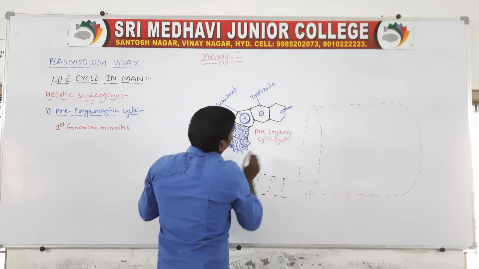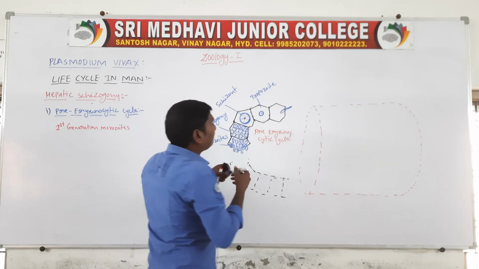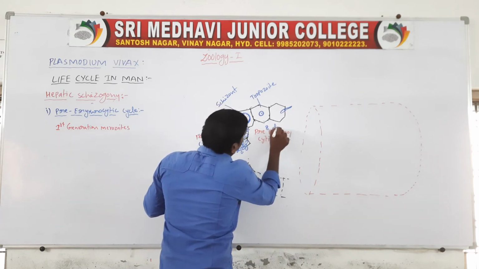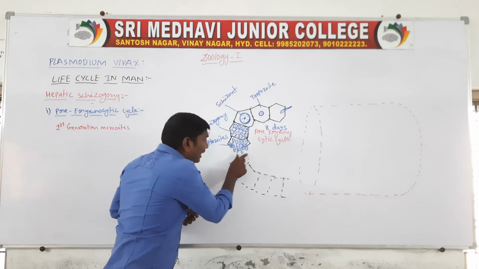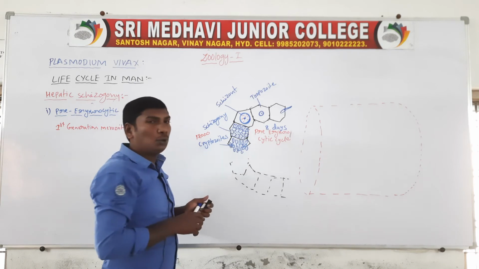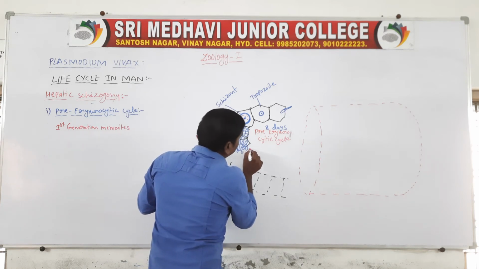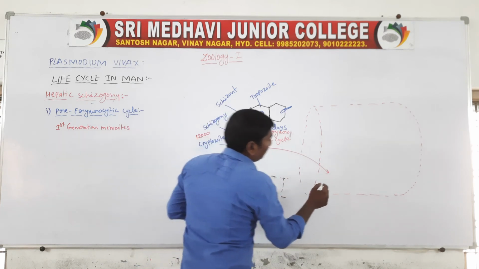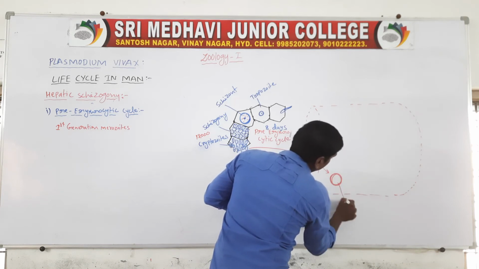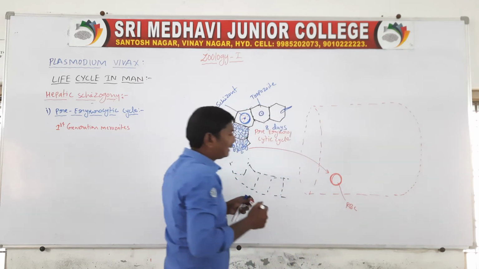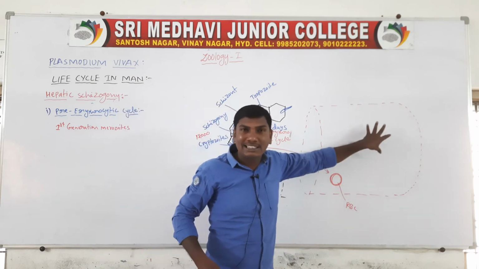This pre-erythrocytic cycle has a time period of 8 days. Next one, these cryptozoites have two options. One option, they enter into the RBC. So these are the RBC. The cryptozoites entering into the RBC, they continue to the erythrocytic cycle. So this cycle is the erythrocytic cycle.